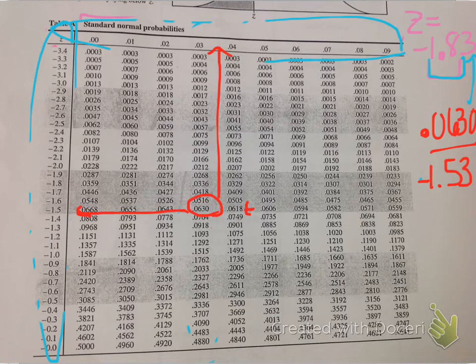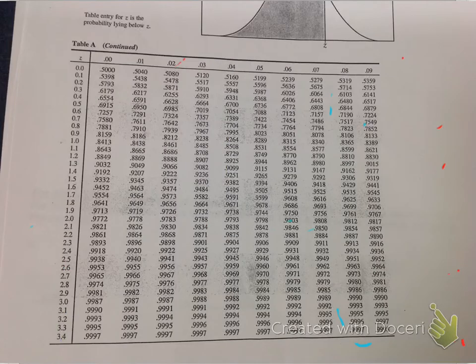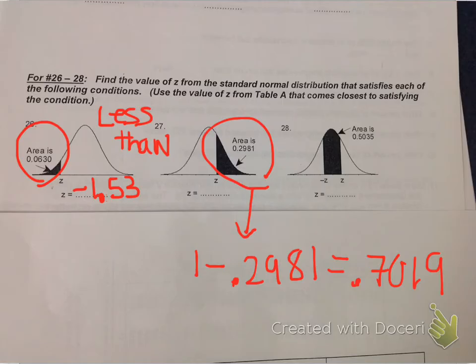0.7019. 0.7019 is right here. I'm going backwards again. I'm finding the z-score. So the first two digits are 0.5, and the last digit is 3. So the answer is 0.53. And I'm not going to make you do the between, just so you know. All right.